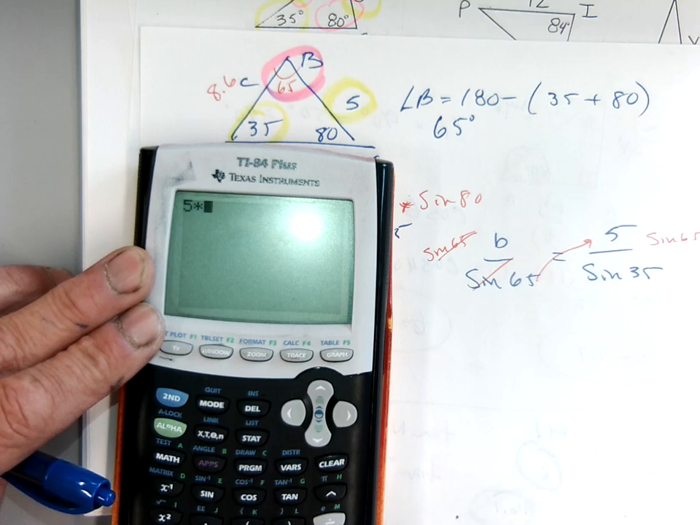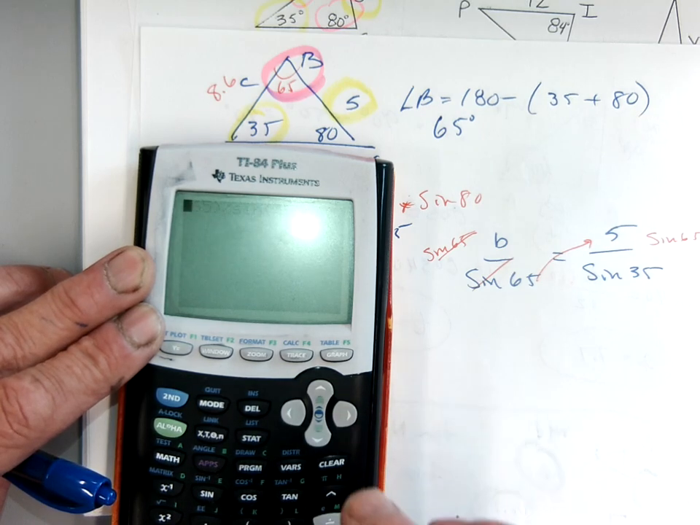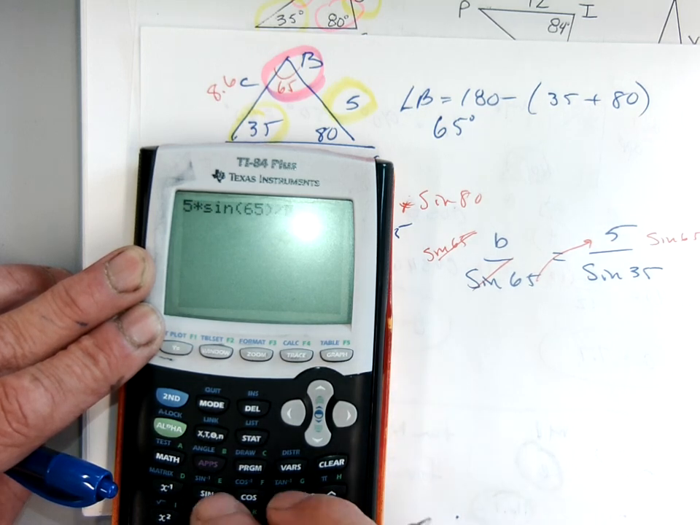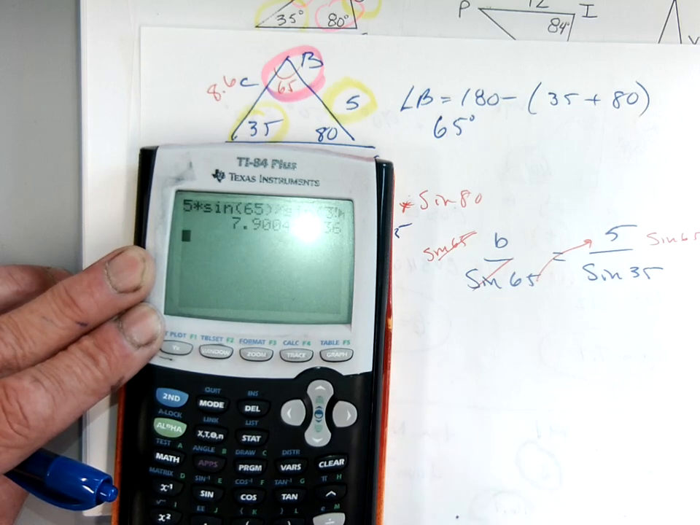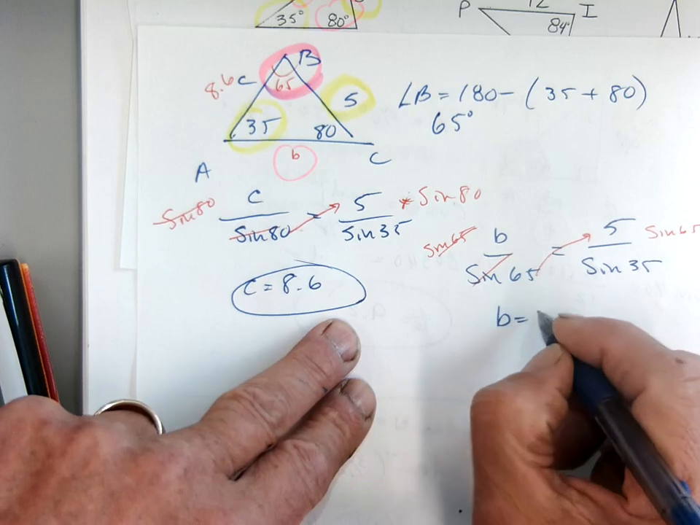Sine 65 divided by sine 35. One more time, 5 times sine of 65 divided by sine of 35, and again it's about 7.9. Okay, so little b is about 7.9.